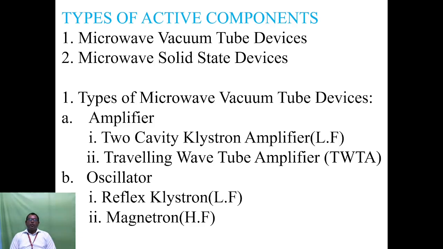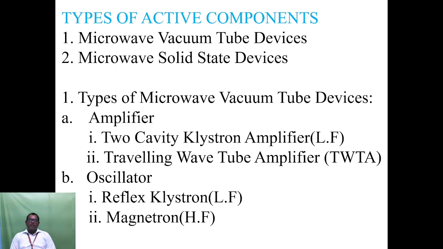And there are two types of active components. One will be microwave vacuum tube devices, another one will be microwave solid state devices. The microwave vacuum tube device consists of two parts. One is the amplifier and another will be the oscillator.